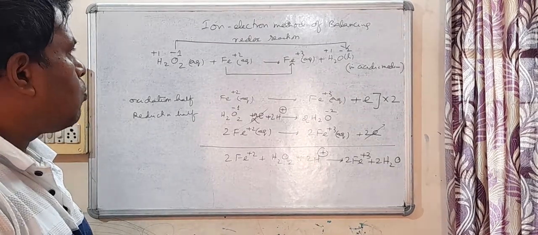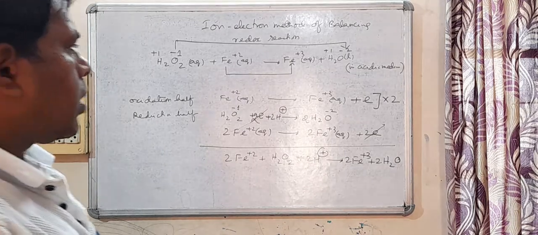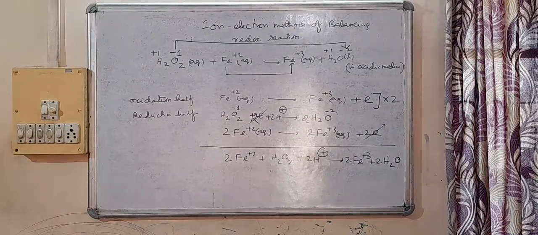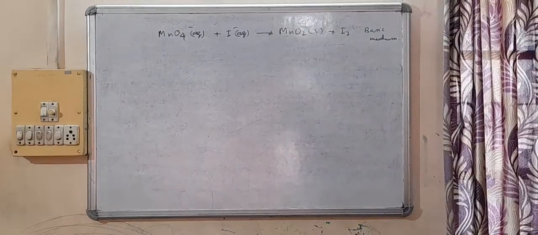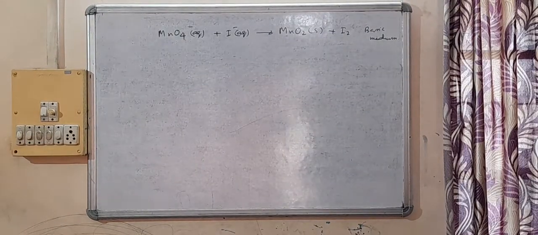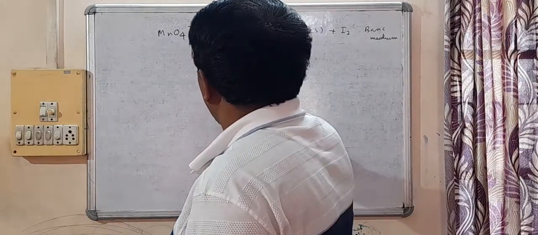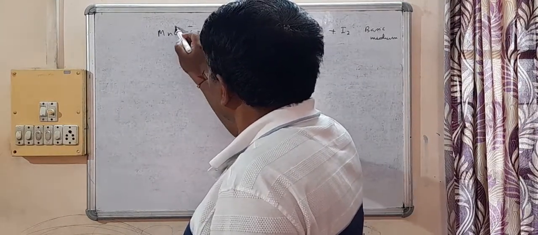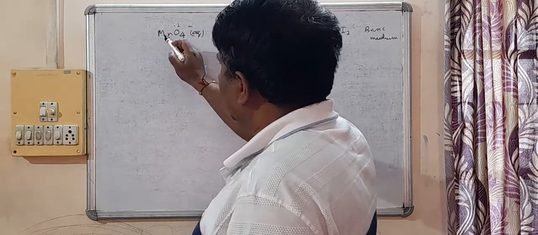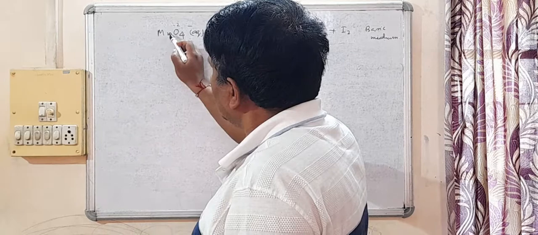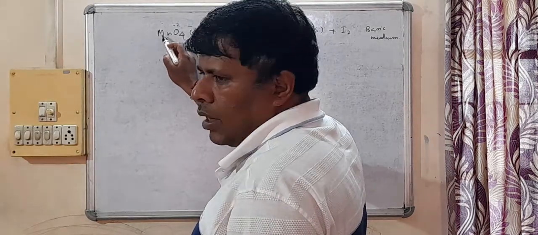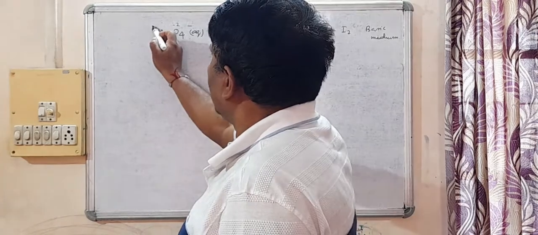Now I will do one more case in basic medium. Suppose, next case, let us balance it in basic medium by the ion electron method. As before, we have to write the oxidation number on top. I is -1 only, this oxygen is -2. You have to calculate for Mn by taking an x, as I said before, and you will get Mn +7.